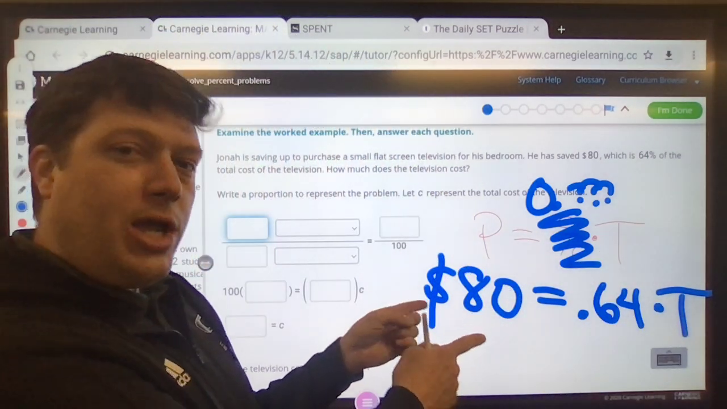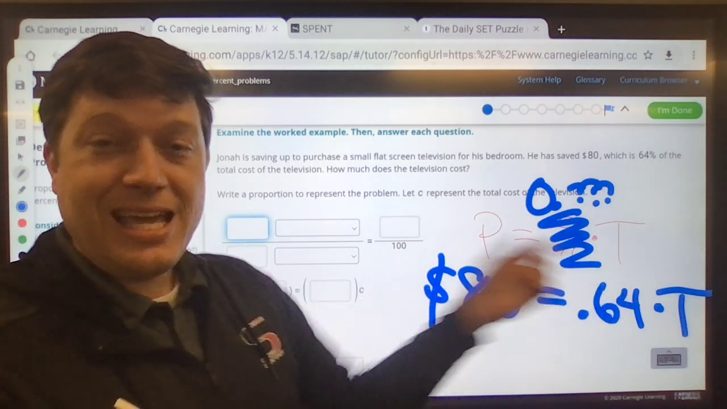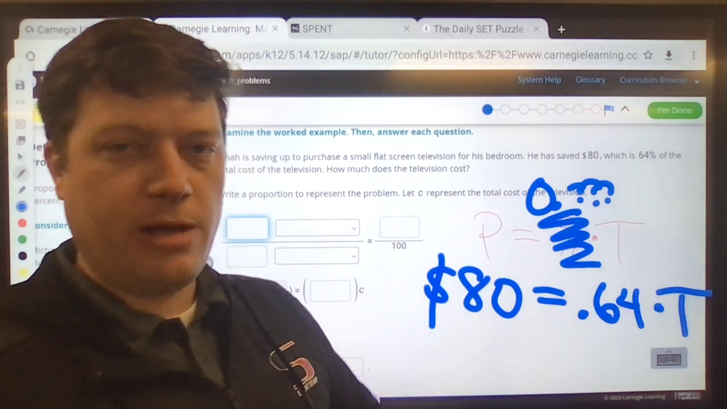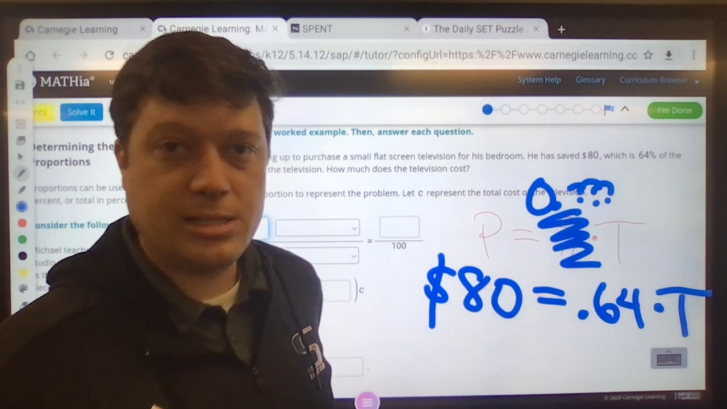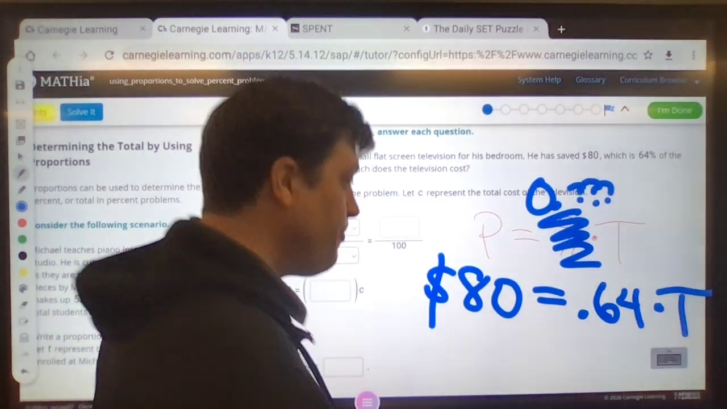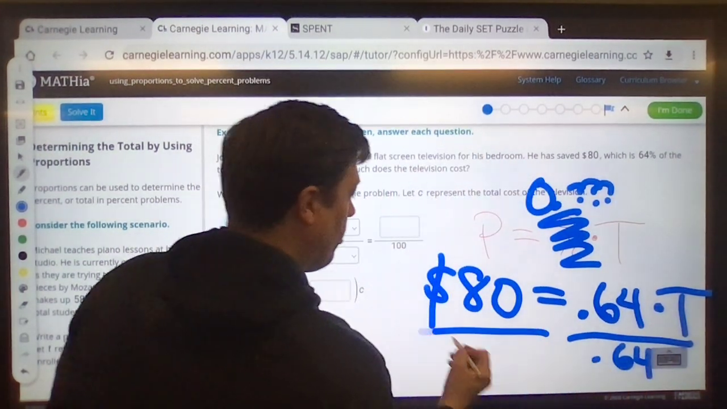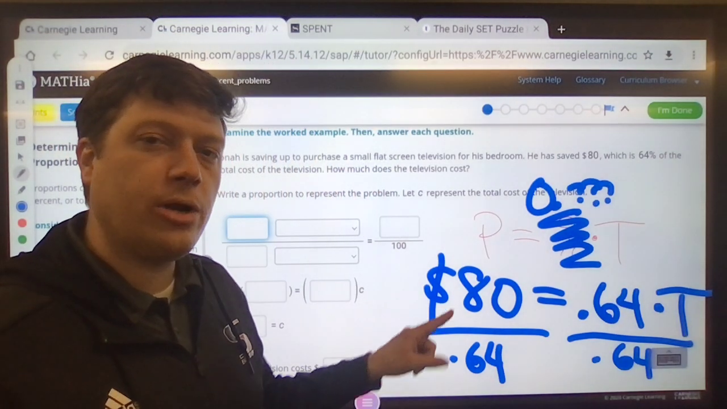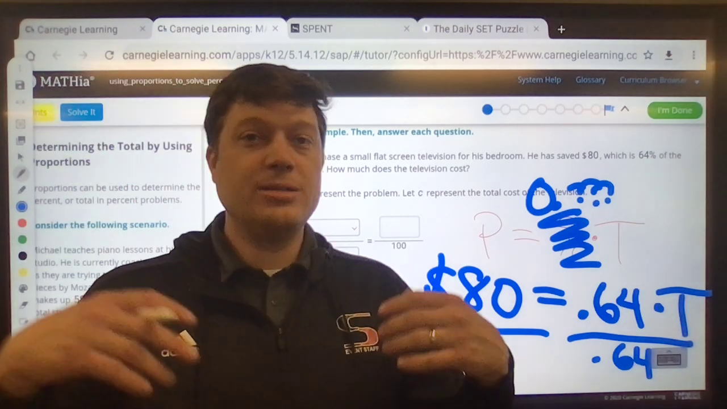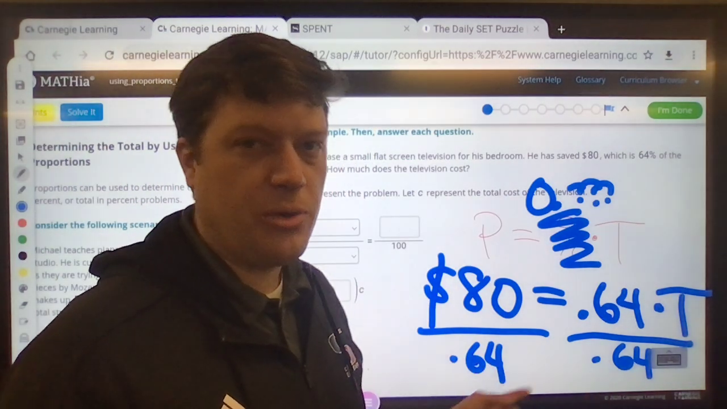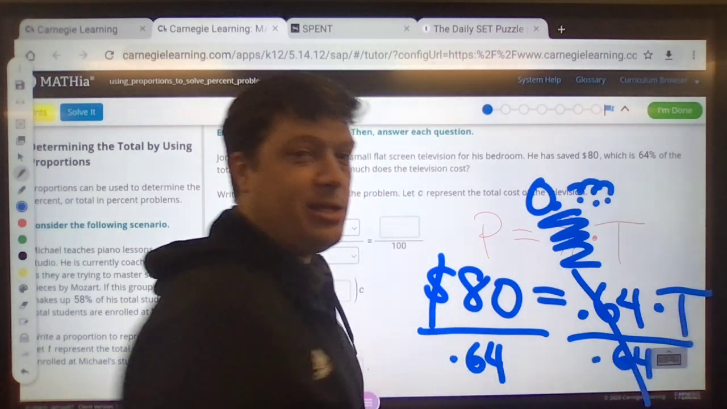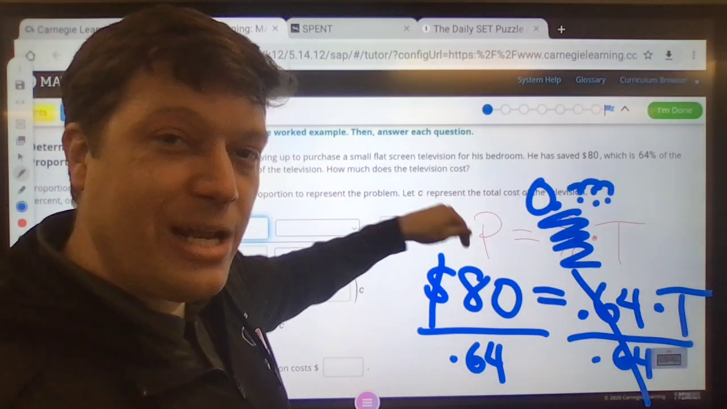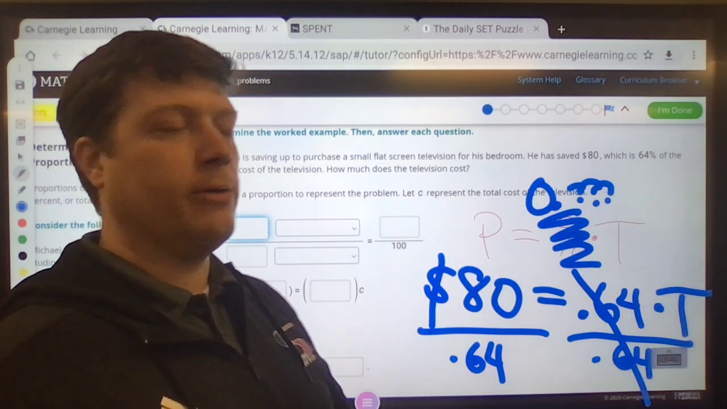So we've got to take this equation that we have here and solve for t. In order to do that, we need to get t, the total amount, on one side and move the rest to the other. In order to do that, divide both sides by 0.64. It might seem like backwards thinking, but this is actually going to be a bigger number than 80. If you have a decimal that you're dividing by, over here it cancels. 0.64 divided by 0.64 is 1, so it's canceled. But on this side, $80 divided by 0.64, you're going to get a bigger number.